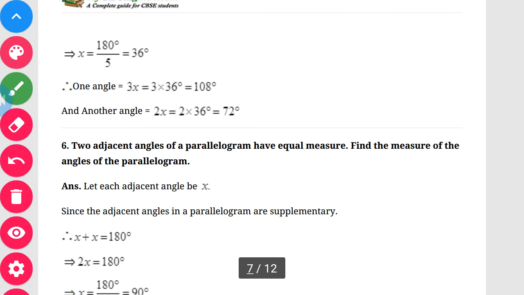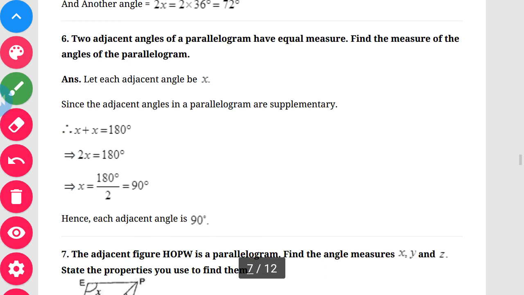5 threes are 15, 18 minus 15 gives you 3, carry 3, 0 becomes 30 and 5 sixes are 30. So x is equal to 36 degrees. Now you can easily find the angles, children. Once you get one angle, 3 into 36 is 108, and the other one is 72. And we know the property of parallelogram, opposite angles are equal. So we'll go with the next one.